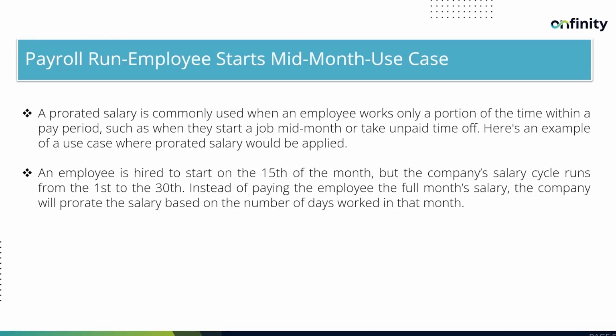An employee is hired to start on the 15th of the month, but the company's salary cycle runs from the 1st to the 30th of each month. Instead of paying the employee a full month's salary, the company will calculate a prorated salary based on the actual number of days worked in that specific month.